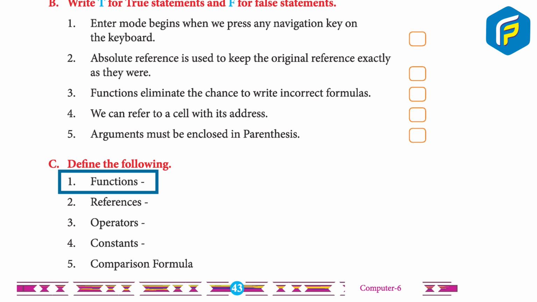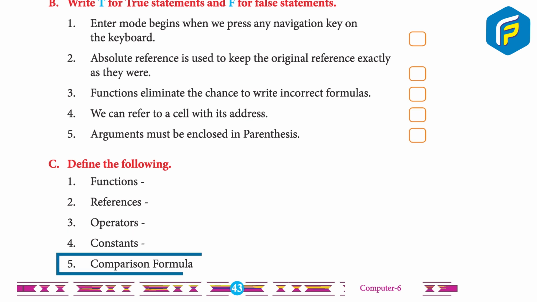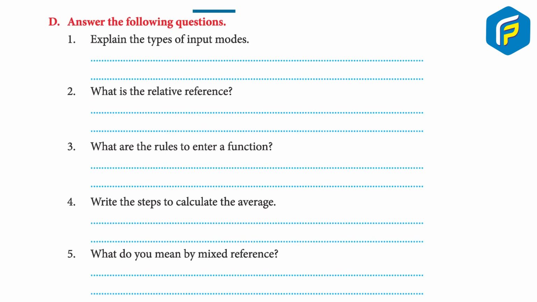Functions eliminate the chance to write incorrect formulas. 2. References. Answer: a cell reference is a cell address that can be used in a formula to denote a specific cell. 3. Operators. Answer: symbols that mention the operation to be performed. 4. Constants. Answer: number or text values that do not change. 5. Comparison formula. An expression that compares 2 or more numbers, text strings, cell content or function output is known as a comparison formula.